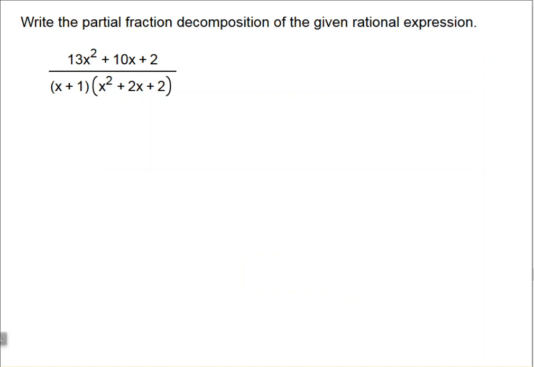All right, so in this particular one, we have 13x squared plus 10x plus 2 all over x plus 1 times x squared plus 2x plus 2. So we're going to set this up as a over x plus 1 plus bx plus c over x squared plus 2x plus 2. And that's because we cannot factor x squared plus 2x plus 2. It's not factorable, it's prime.